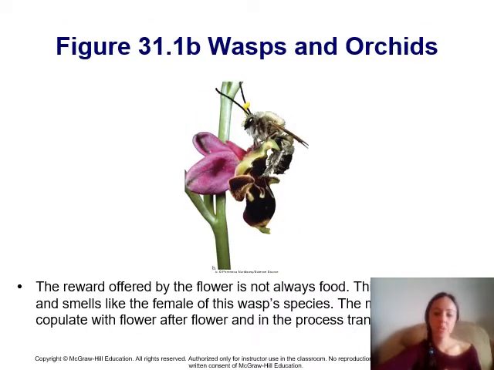The relationship between orchid flowers and wasps is a little different. The male wasp comes to the orchids looking for a mate, actually. The orchid flowers look and smell like the female wasps, so the male tries to mate with it. As it does this, the pollen gets onto the wasp and is carried to other flowers where the pollen can then fertilize the other orchids.